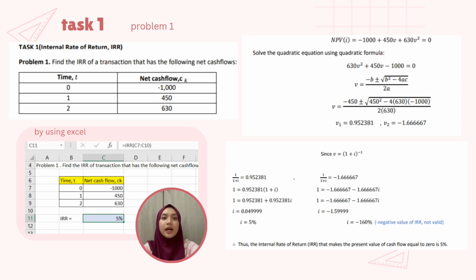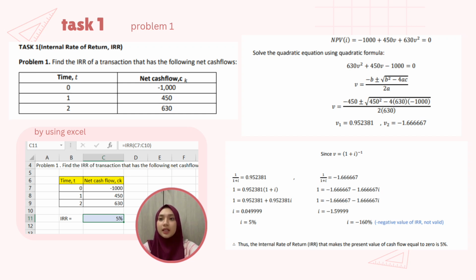So problem 1: find the IRR of the transaction that has the following net cash flow. The first method is by using Excel. I just copy the table, which is time from 0 until 2, and the net cash flow is negative 1,000, 450 and 630. To calculate the IRR, I type equals IRR, open bracket, drag the table from C7 until C9 and close bracket, and the answer is 5%.